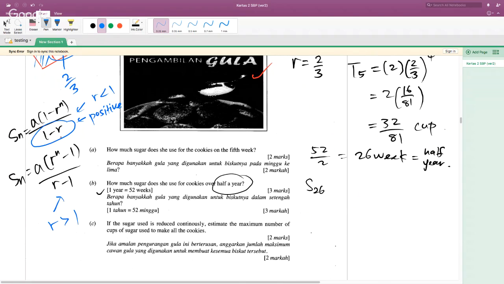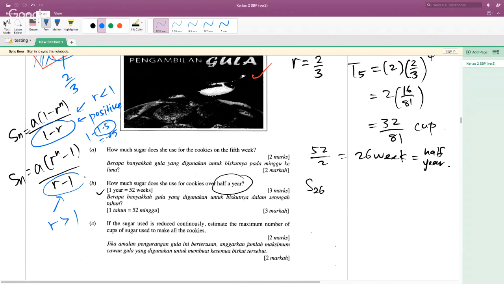You see, if I want to make my denominator positive, I put in any number bigger than 1. Let's say 1.5. 1 minus 1.5, then I will get negative 0.5. That means this value must be less than 1. So therefore, if the R is less than 1, I will choose this one.